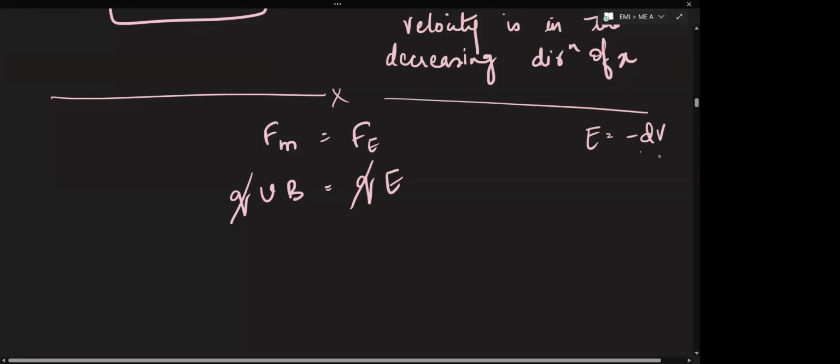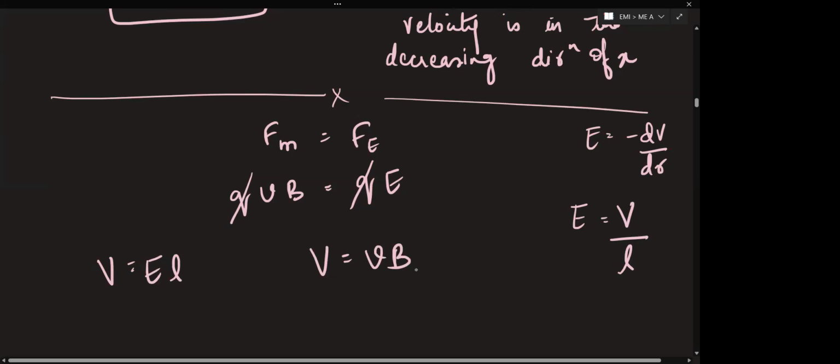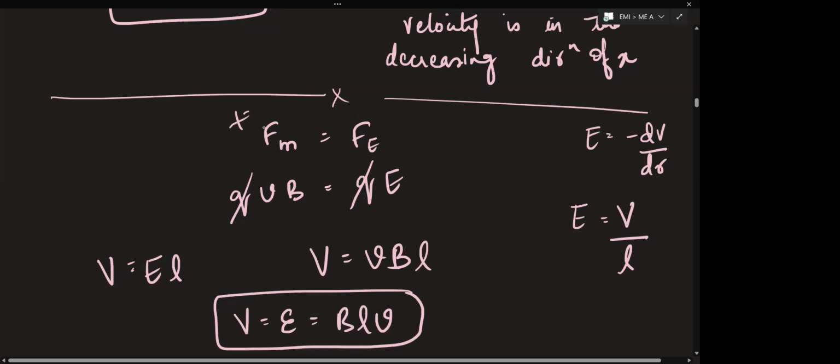Electric field was minus dV by dr. At least you people must be remembering this. So electric field will be potential divided by the length of the conductor. So potential will be E into L. The value of E is VB, so potential or EMF is equal to BLV again. This comes in very short markers. If it is asked to prove using magnetic Lorentz force, then you have to prove it like this.